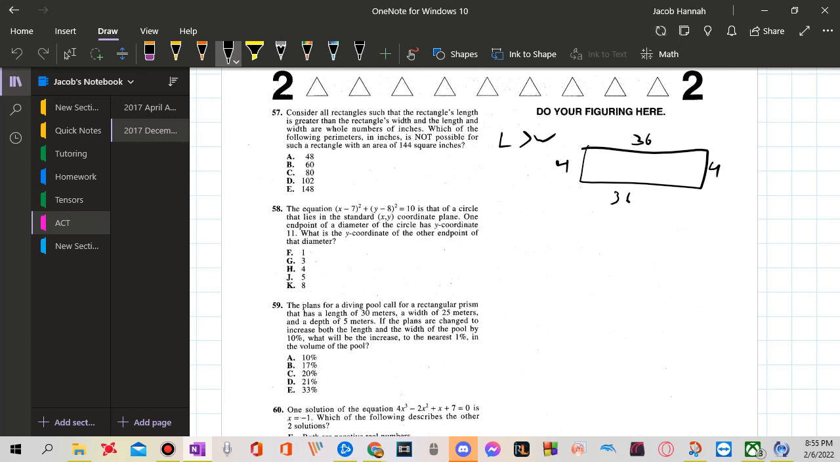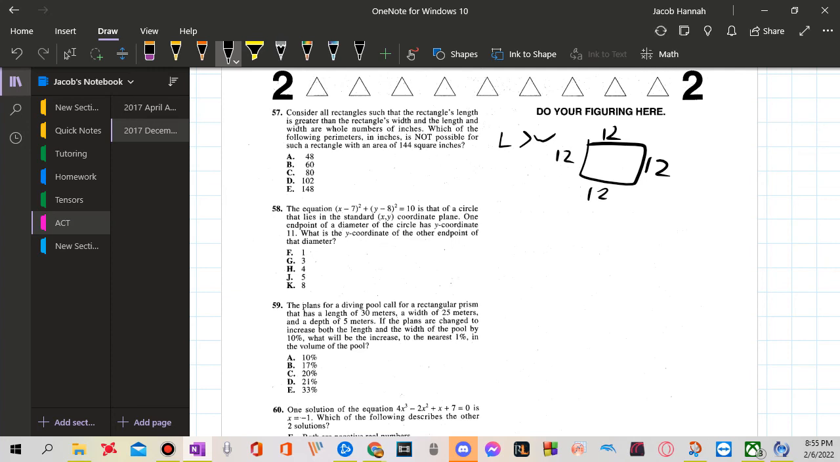So this one, you can find the answer if you think of this as a square. If this was 12 by 12, then that would be a square. The square root of 144 is 12. So if you had all this as 12, then this would be 48.